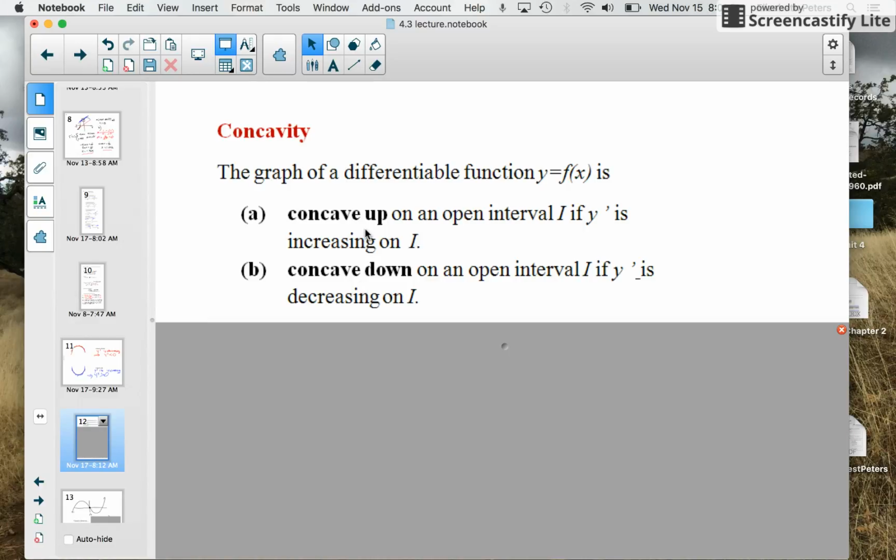Okay, so our definition of concavity is for a differentiable function. It's concave up on an open interval. This is a key here, where for concavity we're only talking about open intervals. So it's concave up on an open interval if y prime is increasing. It's concave down on an open interval if y prime is decreasing.